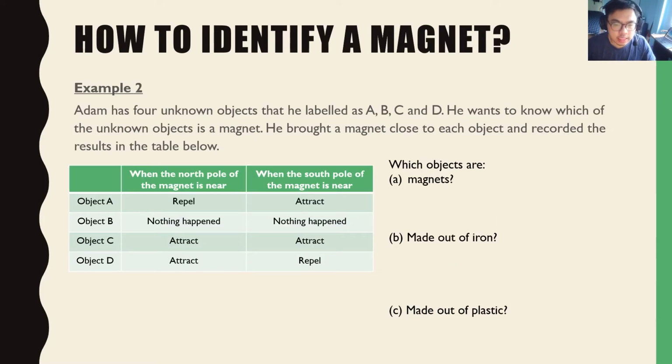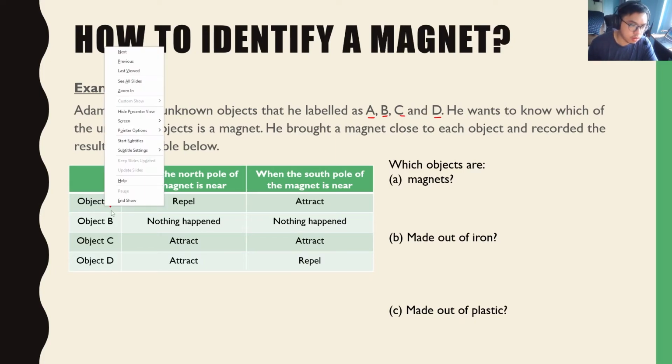Let's do another example to reinforce this idea of the test for repulsion. So example 2: Adam has 4 unknown objects that he labeled A, B, C, and D. He wants to know which of the unknown objects is a magnet. He brought a magnet close to each object and recorded the results in the table below. So which objects are magnets, which objects are made out of iron, and which objects are made out of plastic? Let's look at this one by one.